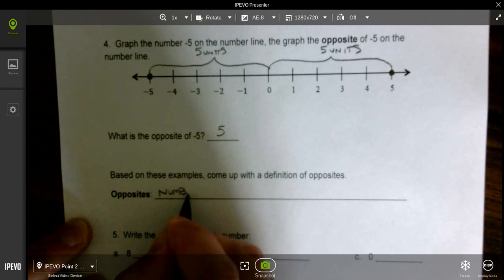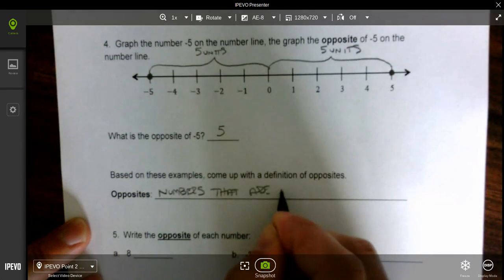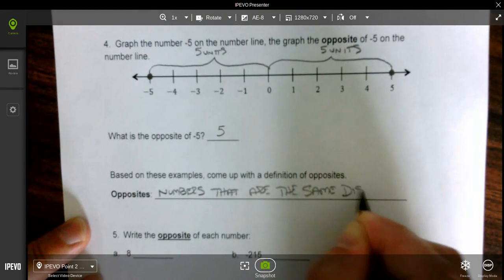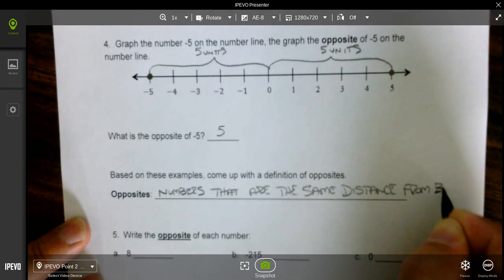Numbers that are the same distance from 0.